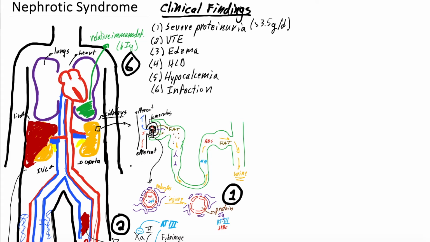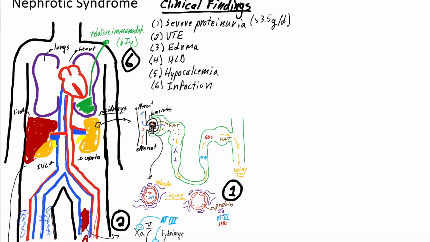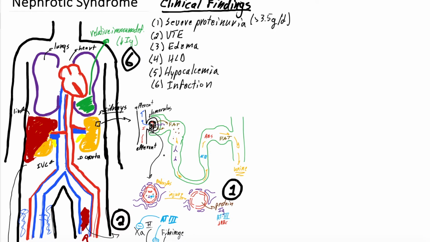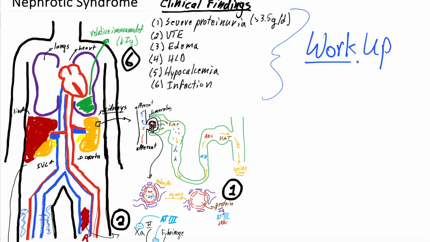Okay, so now that we've connected the clinical findings in nephrotic syndrome to the pathophysiology, what should we do when we're concerned for nephrotic syndrome? How do we work up nephrotic syndrome, and how do we diagnose it? Well, all that is actually related to the clinical findings and the pathophysiology, right? So the workup for nephrotic syndrome is going to involve a few things, all right?